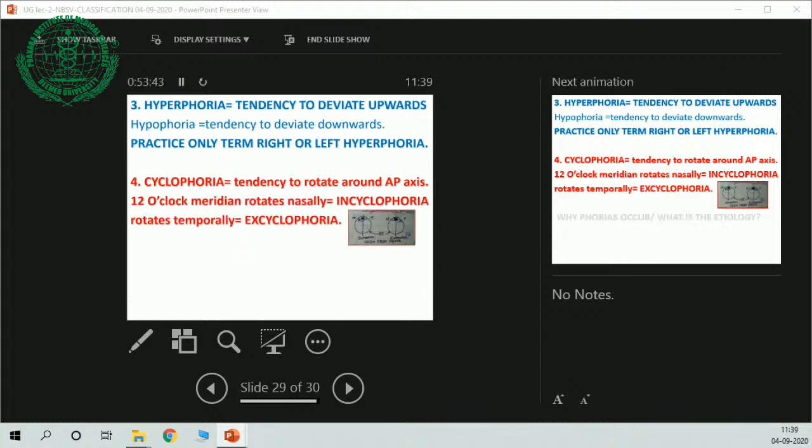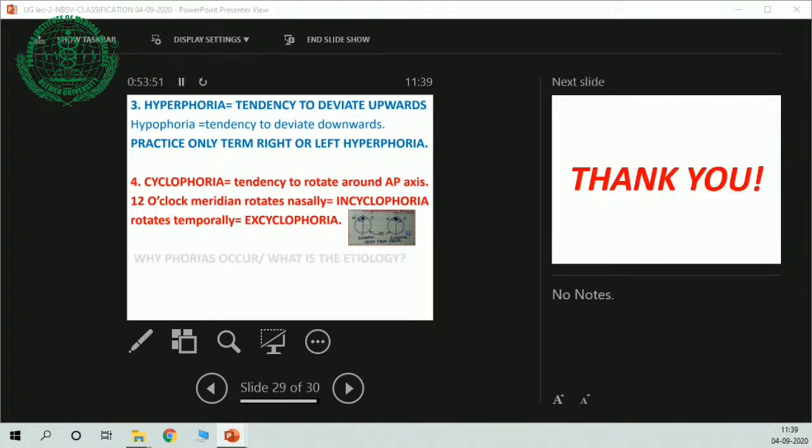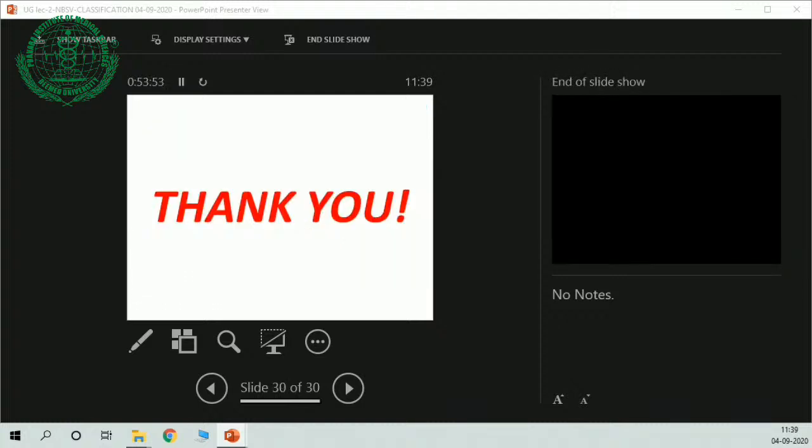And here, cyclophoria, again showing my drawing, but remember that it helps in your exam. So this finishes today's topic.